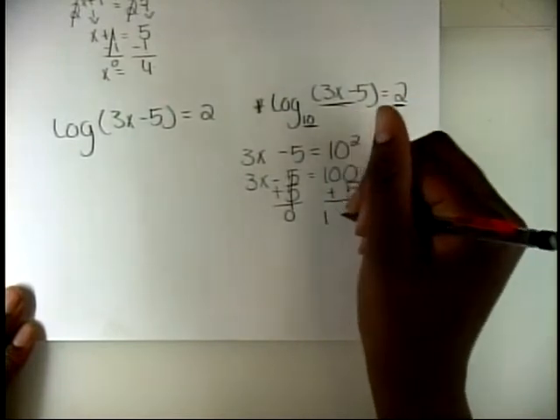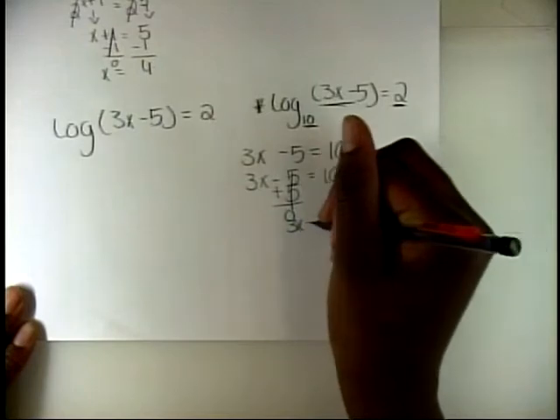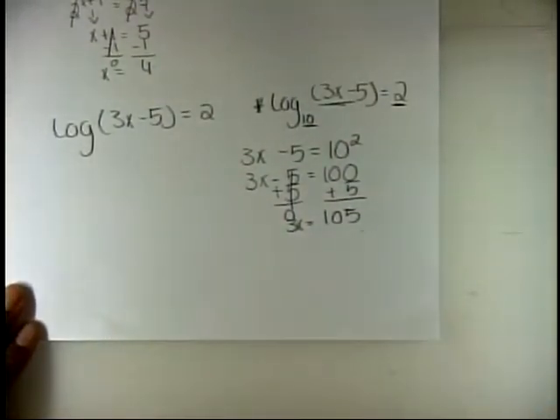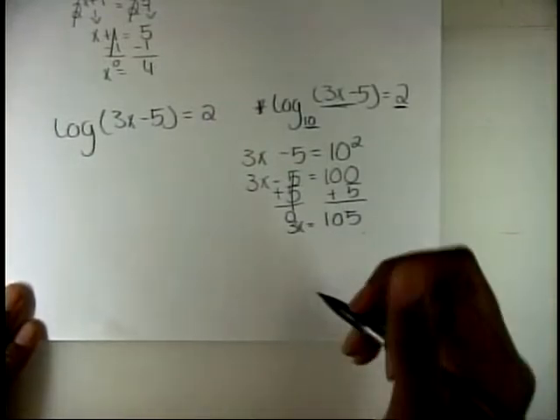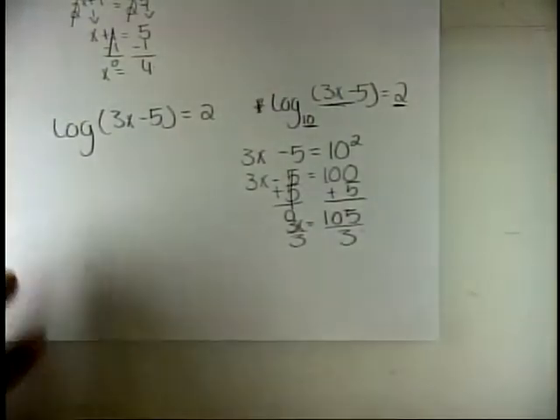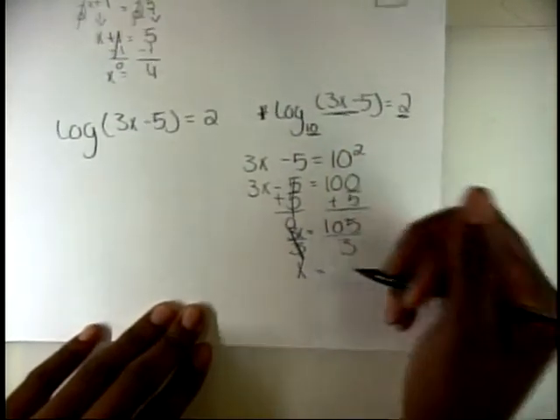We get 105. So we say 3x equals 105. So we're not done yet. Next, we will have to divide by 3 to get x by itself. We cancel out these 3's and bring down our x.